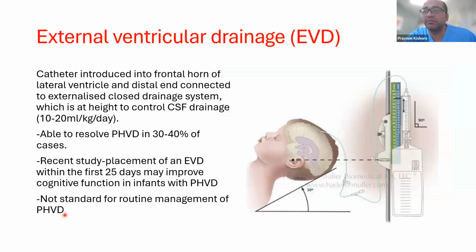This I have not seen being done, but I know that some units and some neurosurgical teams do like to put external ventricular drainage. Basically a catheter is introduced and it is connected to a closed drainage system. It looks very complicated to me, and I have not used it, but I'm happy to hear from any colleagues here who have used the external ventricular drainage.